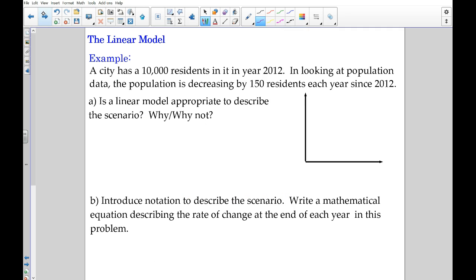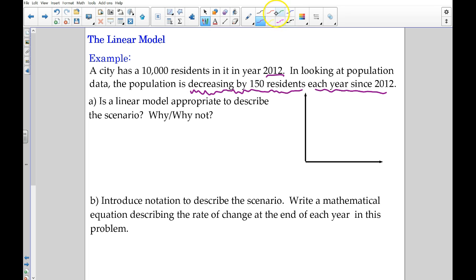And we're going to conclude this video with a brief example of a linear model. So here I just made this fictitious model. We have 1,000 residents in a city in year 2012. It says, in looking at the population, they determined that it's decreasing. Okay, here's some important information. Decreasing by 150 residents each year since 2012.